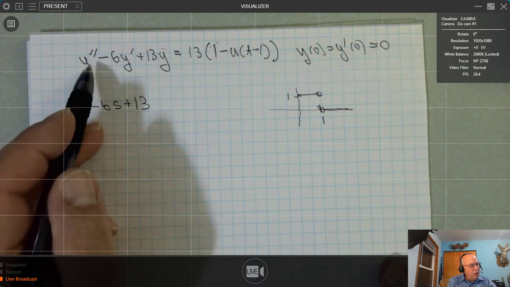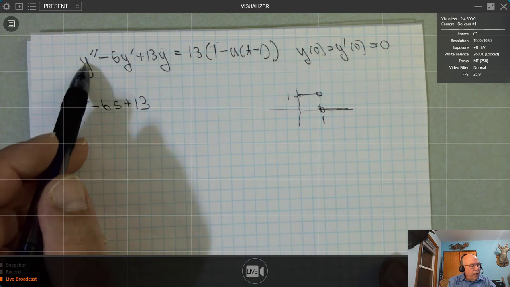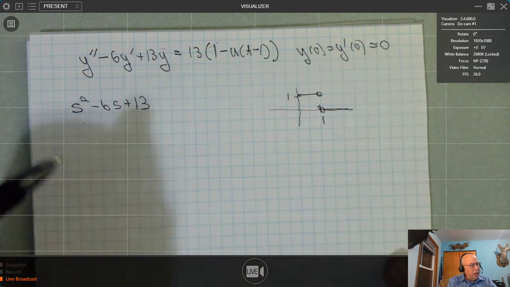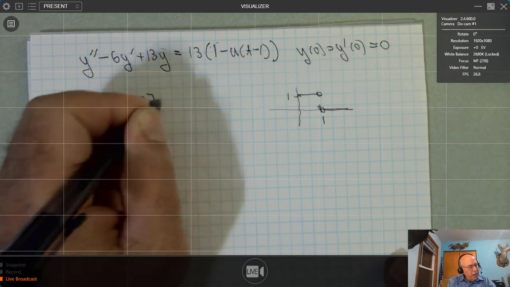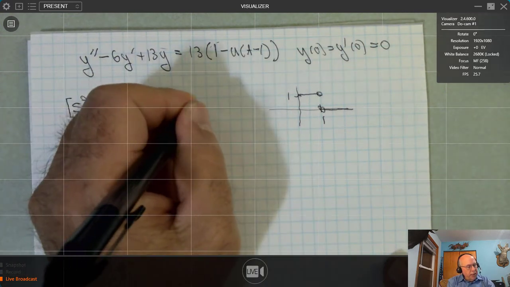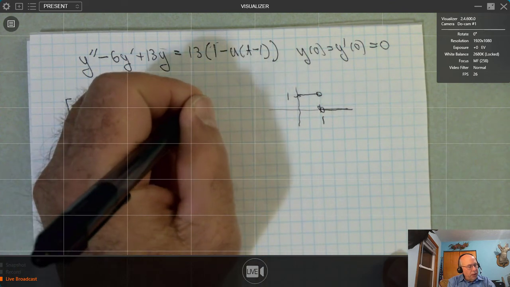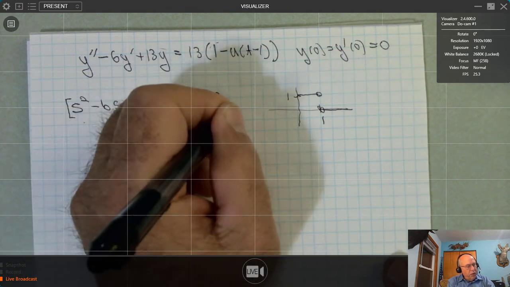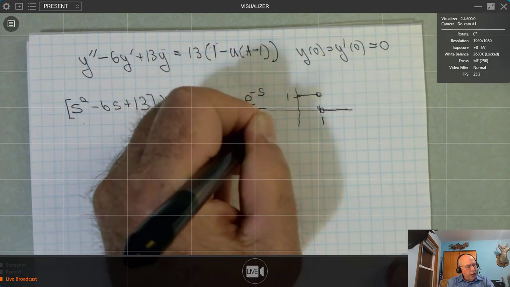So when I take two derivatives on y, its transform is s squared cap Y minus s y at 0, which is 0, minus y prime at 0, which is also 0, and similarly for those other terms. So we end up with this times cap Y at s is equal to 13 times the transform of this function here. Well, the transform of 1 is 1 over s, and the transform of u(t minus a) is e to the minus a s over s, and I got a 13 on that as well.